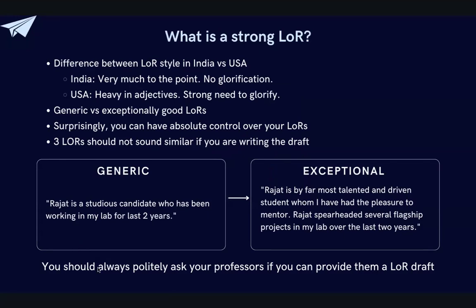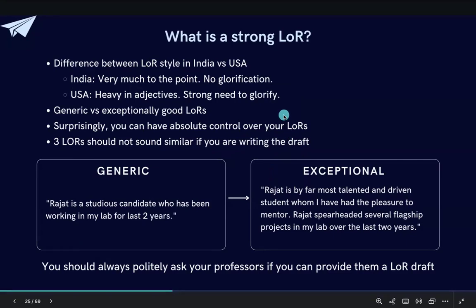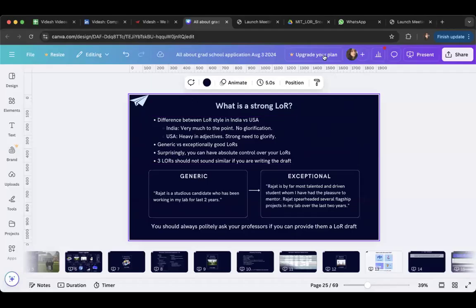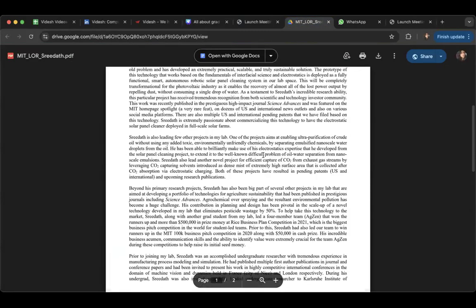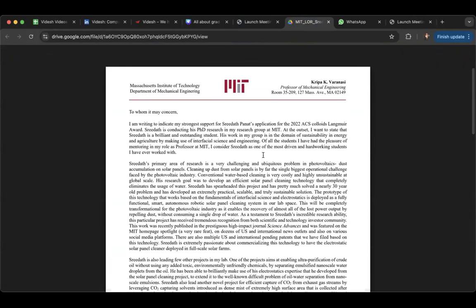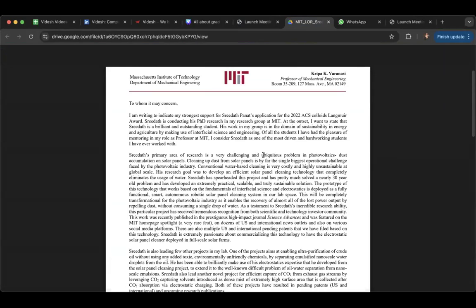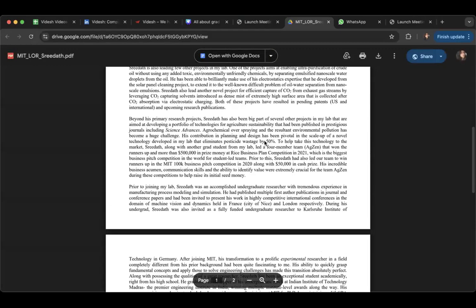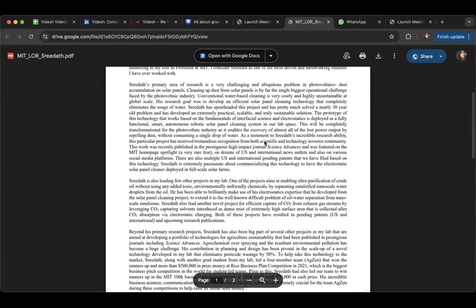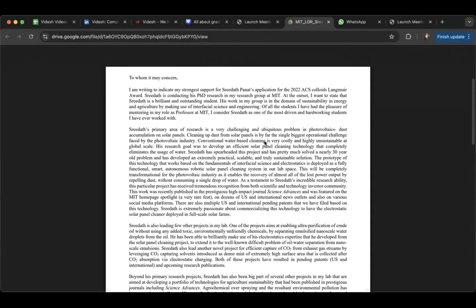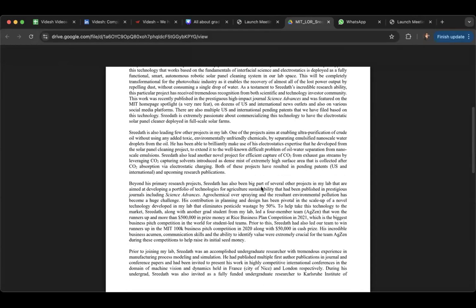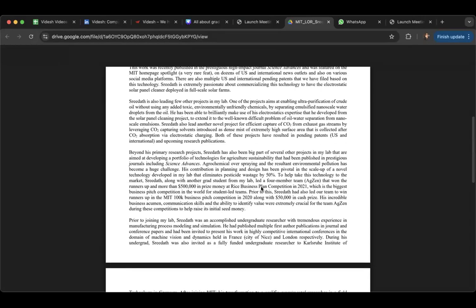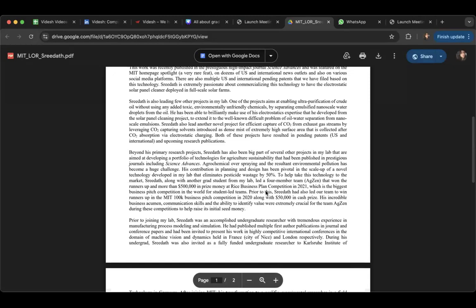So I will just show you Dr. Sridhar's LOR, as an example of what a strong LOR looks like. On my screen, you can see this LOR that was written for Dr. Sridhar while he was studying for his PhD at MIT. This is a 2-page long LOR, and it gives an impression of Dr. Sridhar as a very technically sound person, a person with good soft skills, a person with good leadership skills. So it is projecting him as a good person from all angles. This is just an example of what a strong LOR looks like.